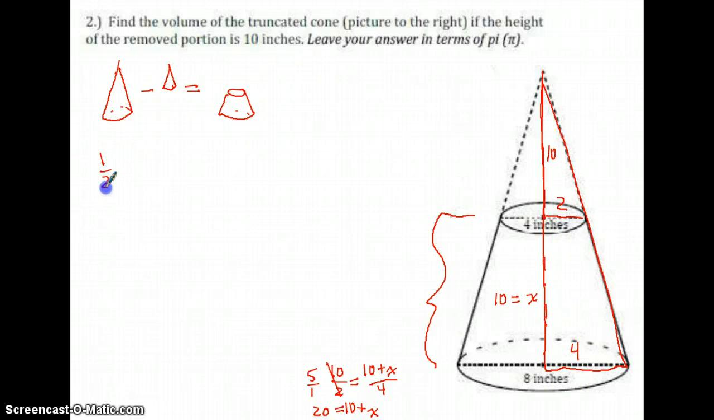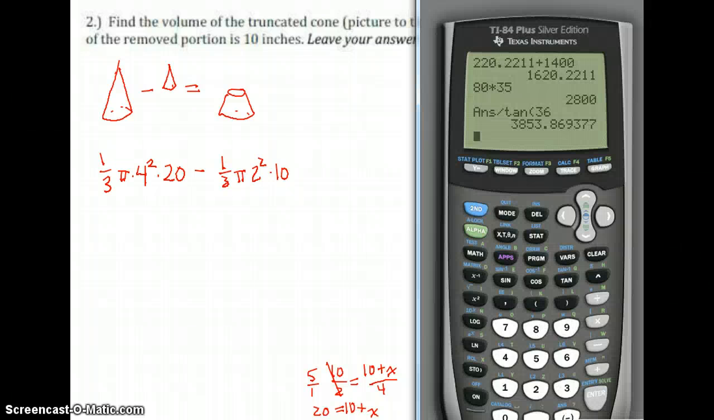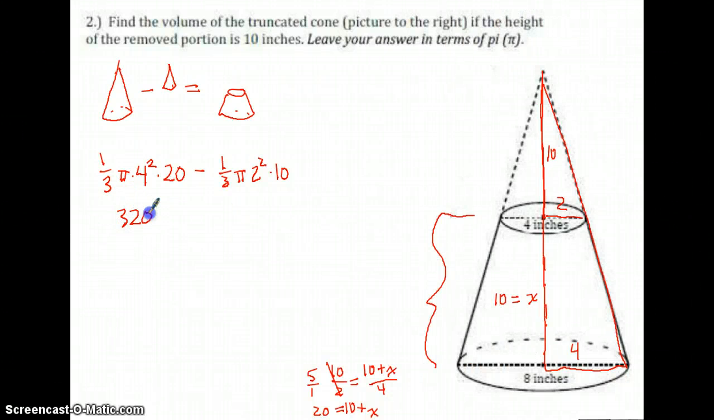So volume of big cone, 1/3. I said 1/3. Did you see that? 1/3 pi r, careful, we're in the big cone now, squared times h, minus 1/3 pi, now I'm in the small cone, 2 squared h is what I need. I kind of just have to do this, don't I? Because I have to subtract, so I can cancel stuff. 16 times 20 divided by 3 is 320 thirds. That doesn't really reduce to anything.